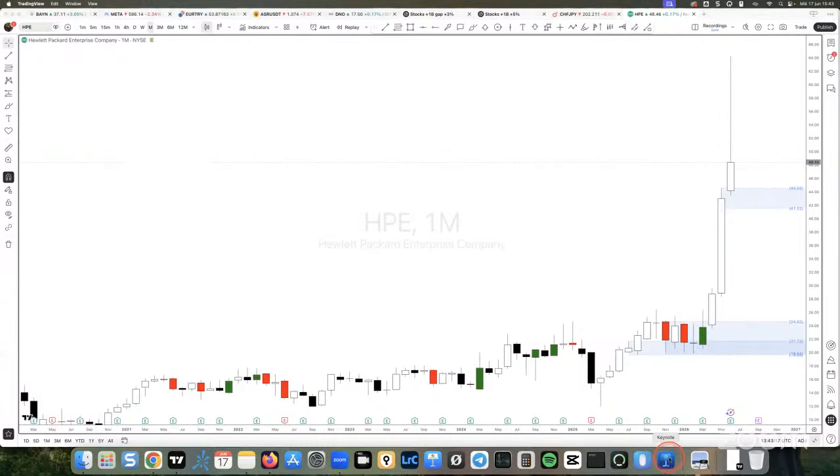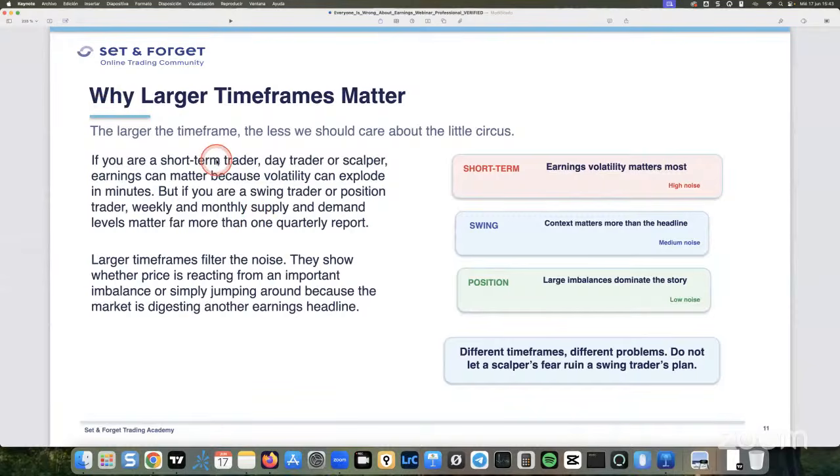The next slide's title is why larger time frames matter. The larger the time frame, the less we should care about the little circus playing out in the smaller time frames with volatility and the short-term traders, scalpers, and everything. In the short term, earnings volatility matters the most. Why? Because on the smaller time frames like the 1-minute, 5-minute, and 15-minute charts, the volatility created by the earnings release can blow up your account. When we're swing trading stocks on bigger time frames, context matters more than the headlines. And when we're doing long-term positioning on monthly and weekly charts, large imbalances dominate the story, and the earnings releases and news are irrelevant.